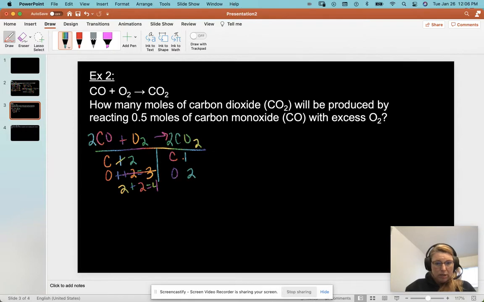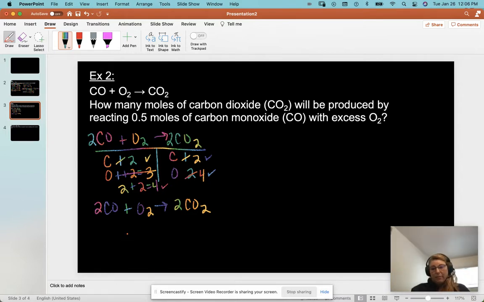So 2 times 1 is 2. Very nice. That checks off. Then 2 times 2 is 4, which matches the 4 that we have down here. And we are good to go. So our balanced equation here is 2CO plus O2 makes 2CO2.